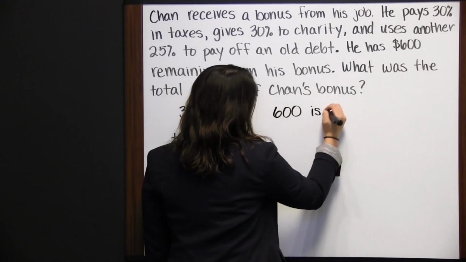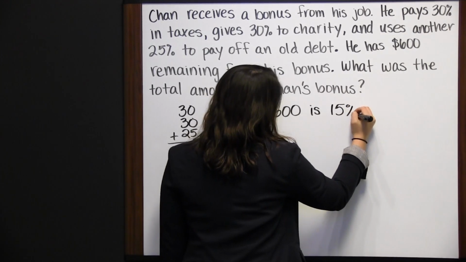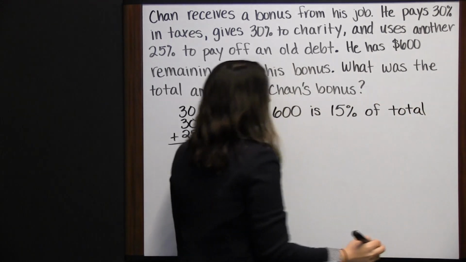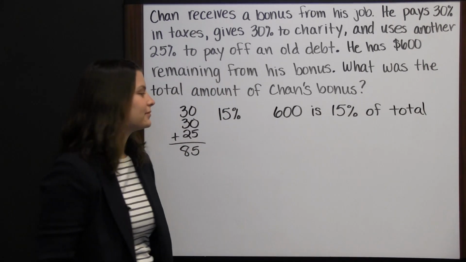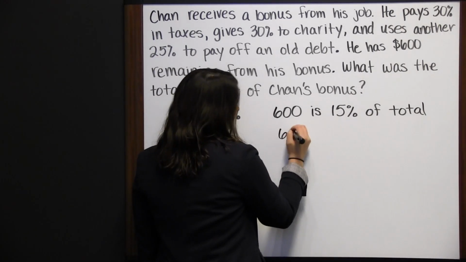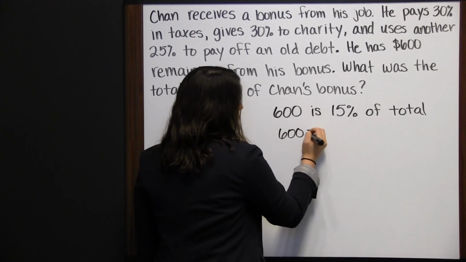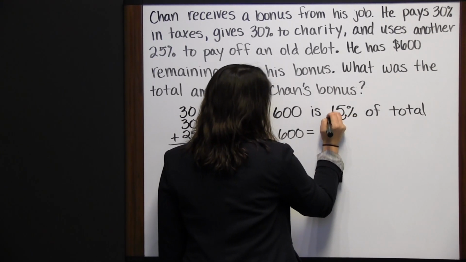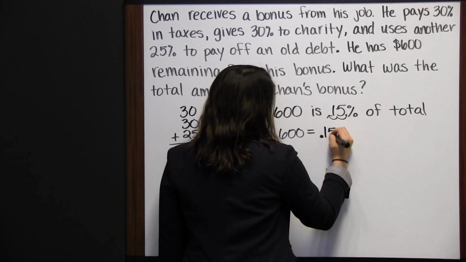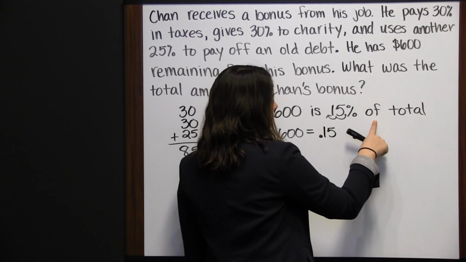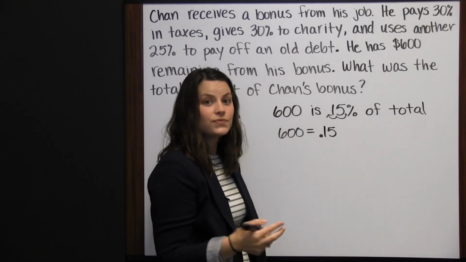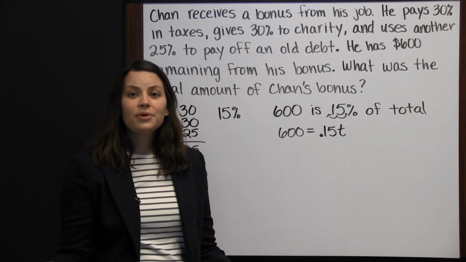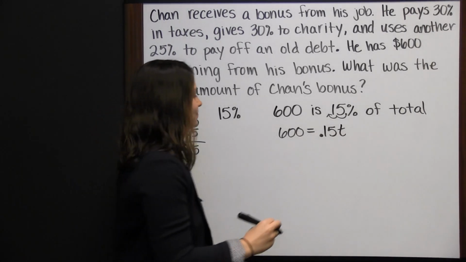$600 is 15% of the total amount of his bonus. 600 equals, change the percent to a decimal, 0.15, of means to multiply, and we don't know the total, so use a variable, like t. And now we just need to solve for t.